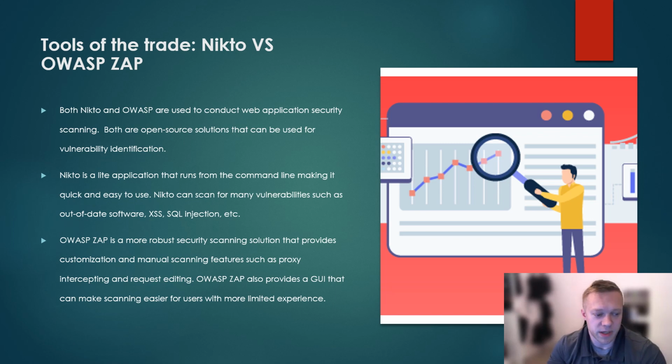OWASP ZAP is a more robust security scanning solution that provides customization and manual scanning features such as proxy intercepting and request editing. OWASP ZAP provides a graphical user interface that can make scanning easier for users with limited experience. So it's a much more turnkey solution. You don't have to know the commands, don't have to have a whole list of different scans you're using. It's pretty much plug and play. So we'll talk about that a little bit more as we actually use the tools, but we wanted to discuss some of the key differences here.